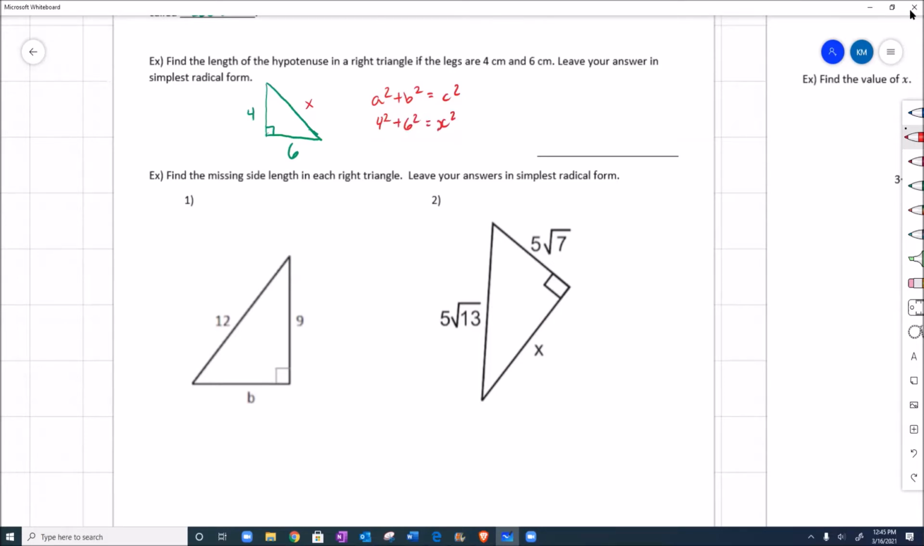So 16 plus 36 equals x squared, so we see that x squared equals 52. In order to find x, just like we did last lesson, we have to solve this equation. Take the square root of both sides, and we're going to leave our answer in simplest radical form. I know we could plug this into a calculator and get a decimal, but we're not doing that here. So we have 2 times 13 times 2, so we have 2 radical 13.